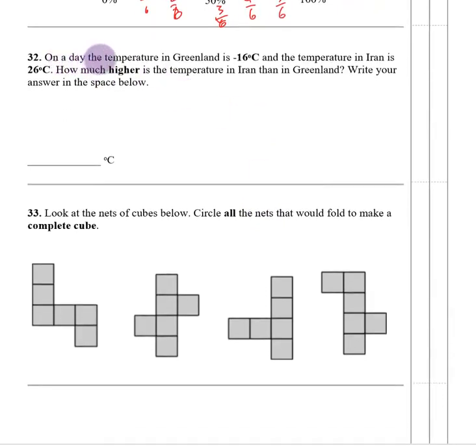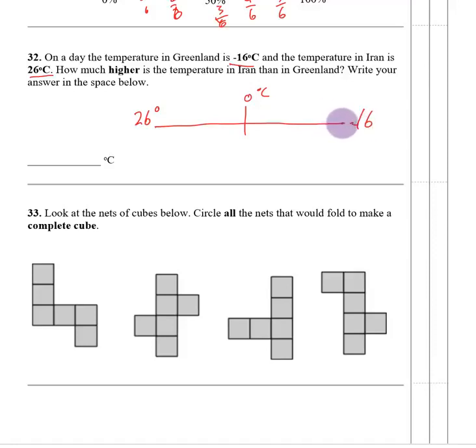Number 32. On a day the temperature in Greenland is minus 16 degrees and the temperature in Iran is 26 degrees. How much higher is the temperature in Iran than Greenland? Now some of you will know that if one of these is a negative number, then you're just literally adding the two numbers together. However, if you don't, and why that basically works is, I'm going to put the temperature up here. So it's 26 degrees in Iran. I'm going to put 0 degrees Celsius here and then minus 16 here.